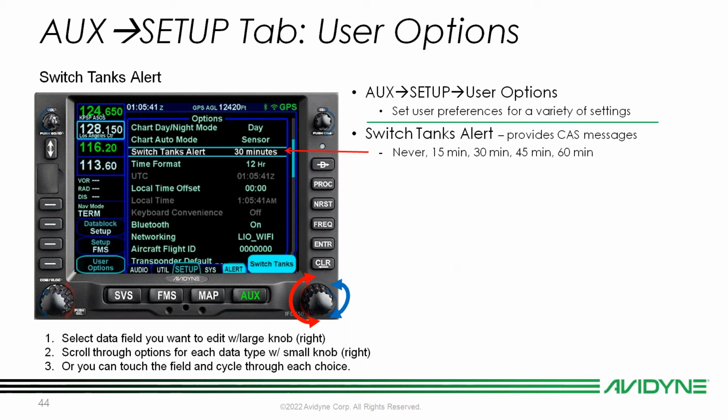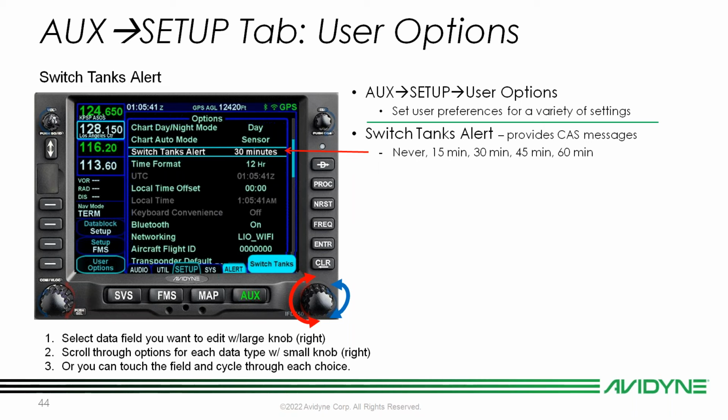Switch tanks alert, that's going to give you a CAS message, and you see that here on the bottom of the screen. It's going to say switch tanks. It's a recurring CAS message, so once you acknowledge it, it'll recycle, and then we can have that set up for either never, and then in 15-minute intervals all the way up to 60 minutes. And that's going to give you a little CAS message and a reminder, okay, hey, switch the tanks.